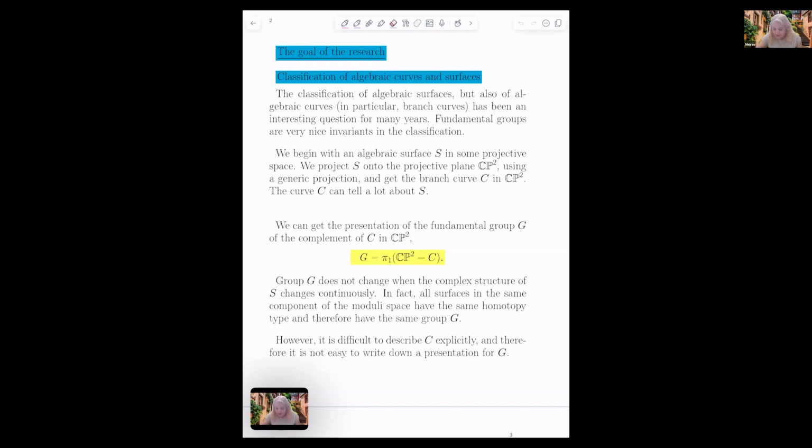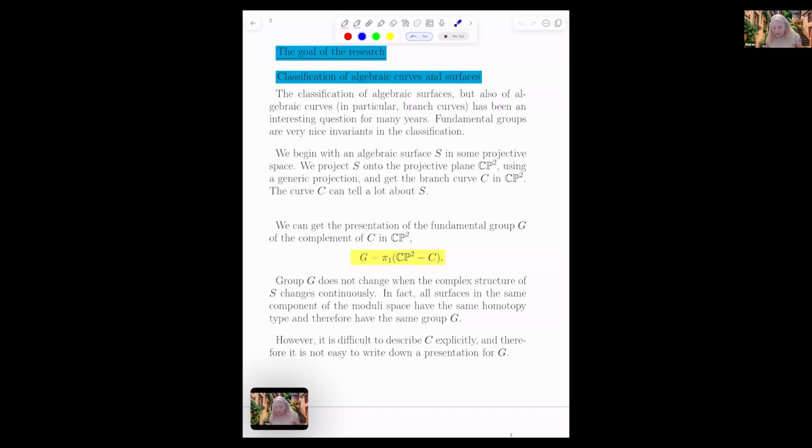So, about surfaces, we start with an algebraic surface S, and it is embedded in some projective space. So we take S in some projective space, we project S onto the projective plane CP square. And then we get a branch curve C in CP square. Now, C can tell us many things about the surface S. For example, how many singularities we have, what type of singularities we have, and so on. So it is very important information corresponding to fundamental groups.